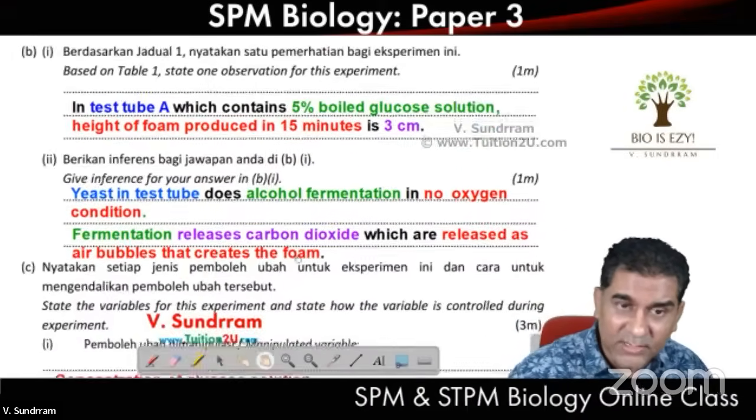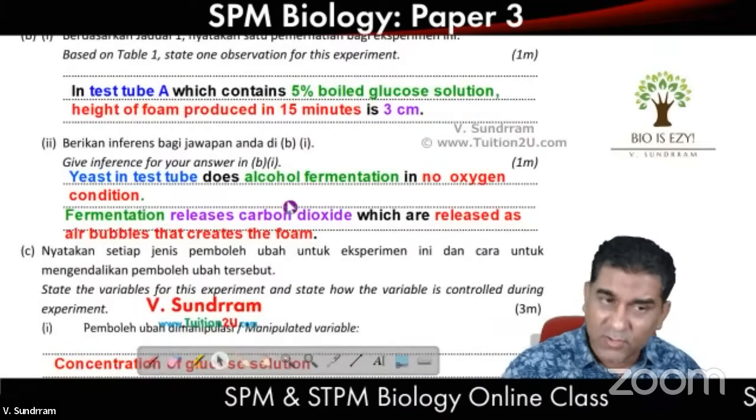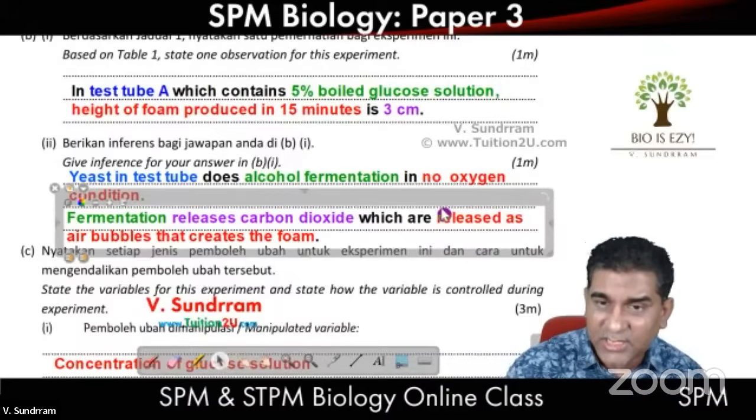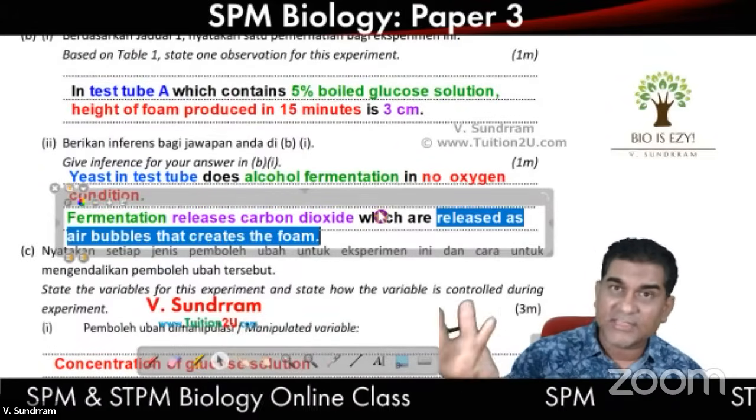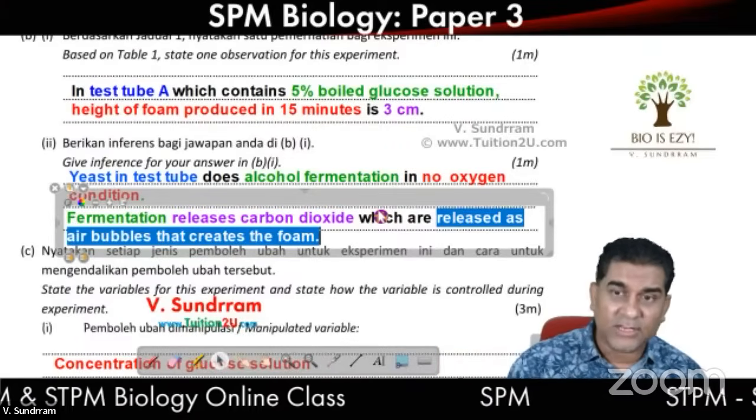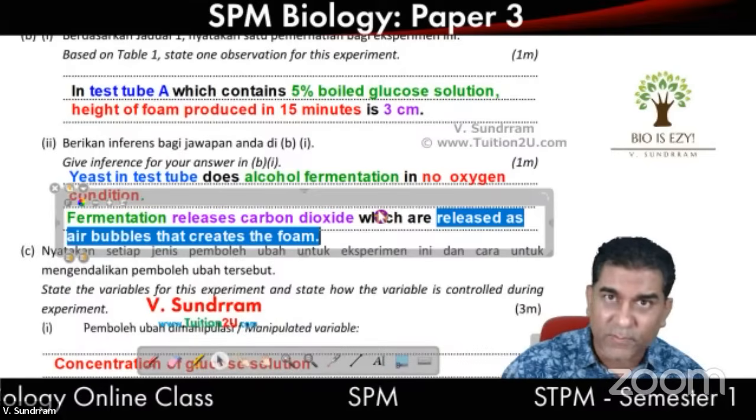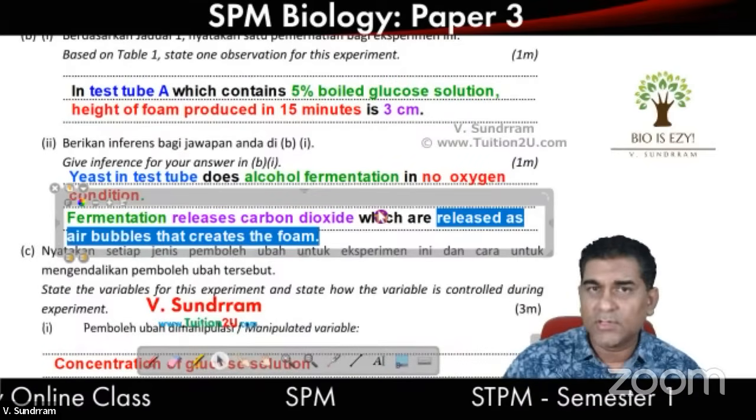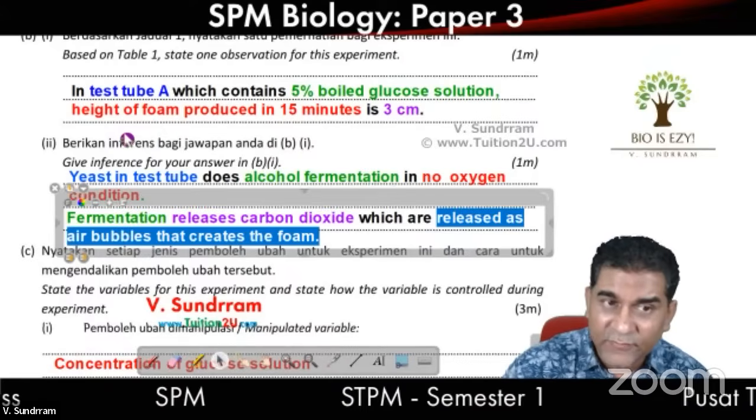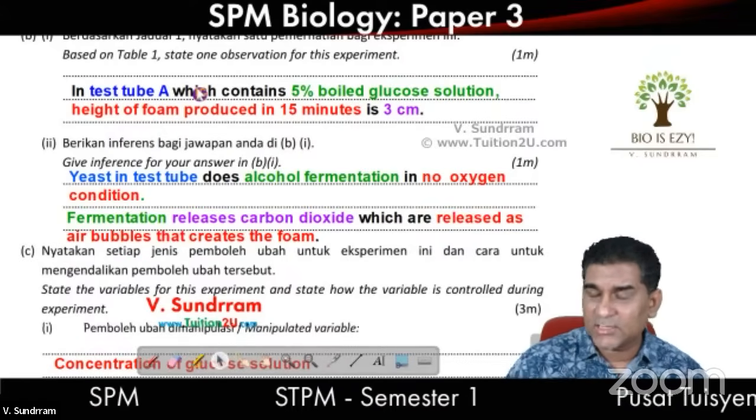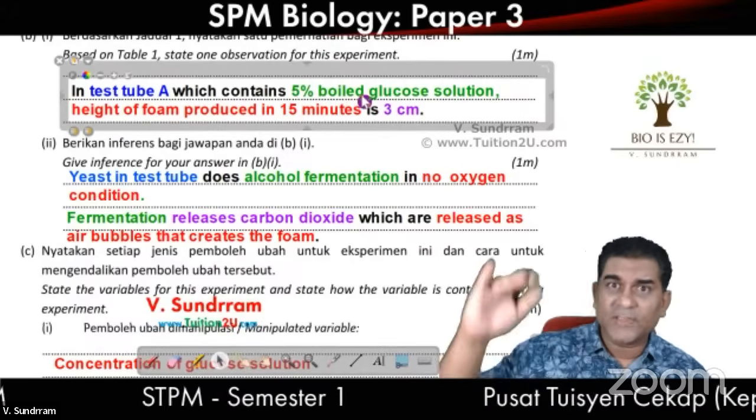Second one here, the inference. Same inference that I gave you in the first video. I'm writing it back. I just changed this. Instead of releasing air bubbles that you're counting, now it forms foam. Air bubbles are going to form the foam. The foam is going to increase in height. That is the explanation. Inference is basically the explanation of your observation. Your observation is the foam is 3 centimeter.